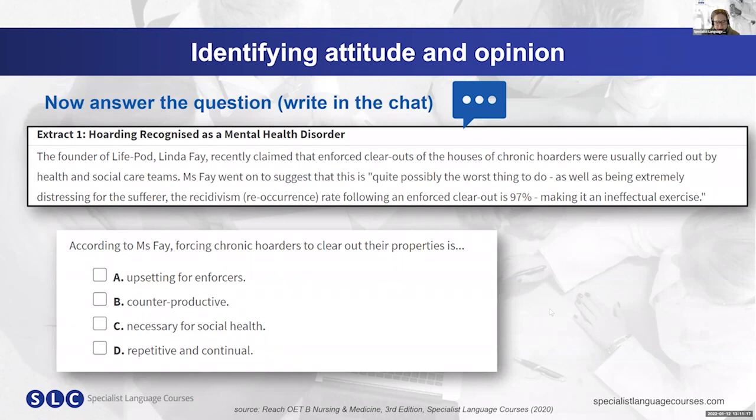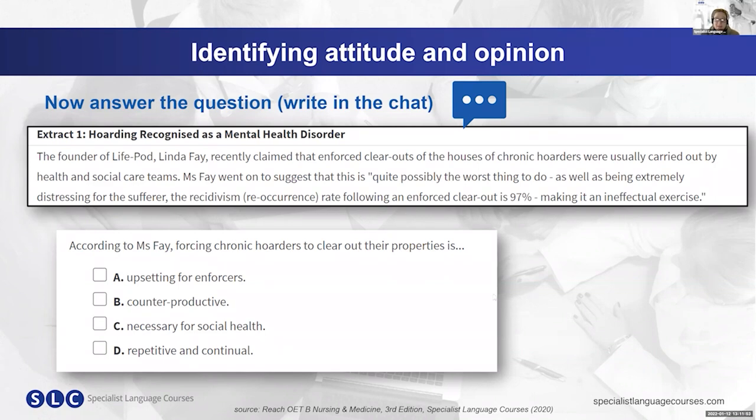Does it say anything about repetitive and continual? Does not say they have to do it again and again and again. So it can't be option D. And those of you who've put option C, where does it say it's necessary for social health? I cannot find any information leading me to choose option C. It says they are carried out by health and social care teams, but it doesn't say it's necessary for social health. So the correct option is B.